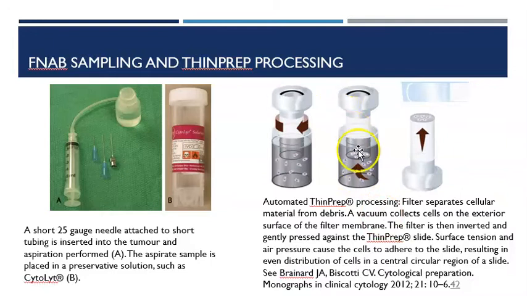And then by vacuum, cells are sucked up and captured onto a filter, which then can be inverted and pressed onto a thin prep microscope slide, and then the surface tension on that slide encourages the cells to adhere to the slide. You have then got a very quick impression of those cells that have been taken out of a fine needle aspirate biopsy, and you've very rapidly got them onto the microscope slide, having passed them through a fixing solution and separated out the cellular material from the debris.